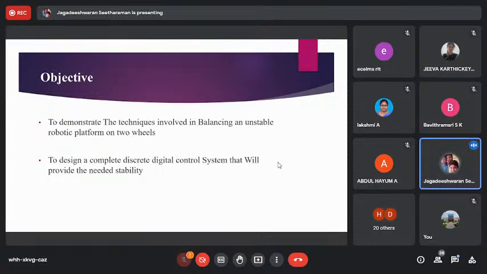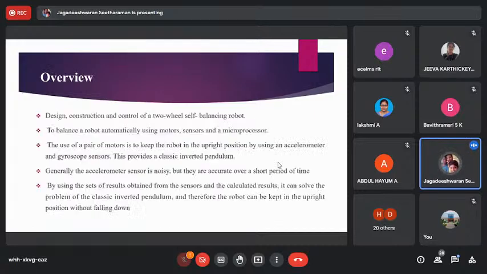The first main topic is the objective: to demonstrate the techniques involved in balancing an unstable robotic platform on two wheels, and to design the complete discrete digital control system that will provide the needed stability. Now let's move on to the next topic, which is the overview.